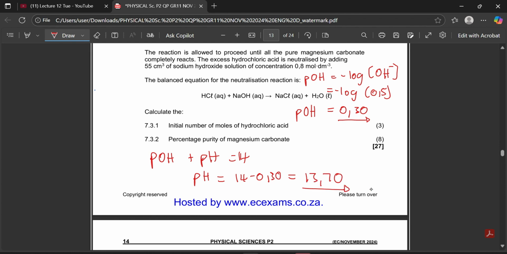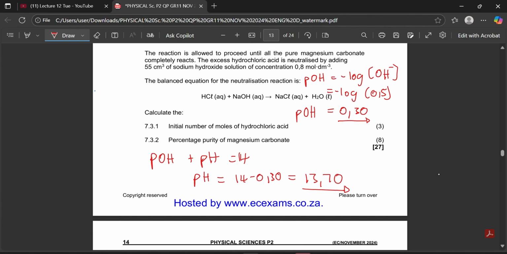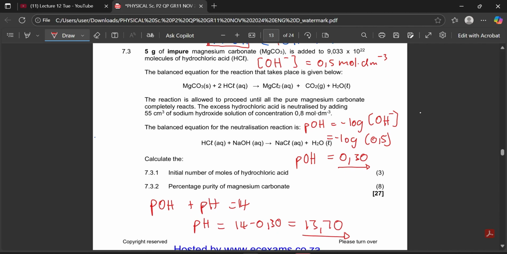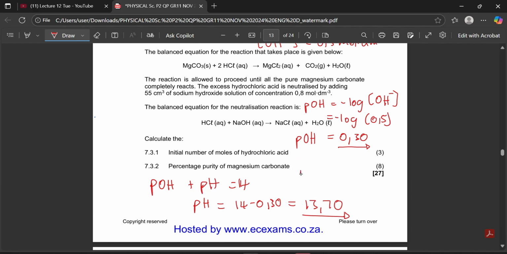13.70. Now, if you think about it, sodium hydroxide is a strong base, right? So if sodium hydroxide is a strong base, then I'm expecting its pH to be greater than 7 and very close to 14, because the closer it is to 14, the stronger it is.